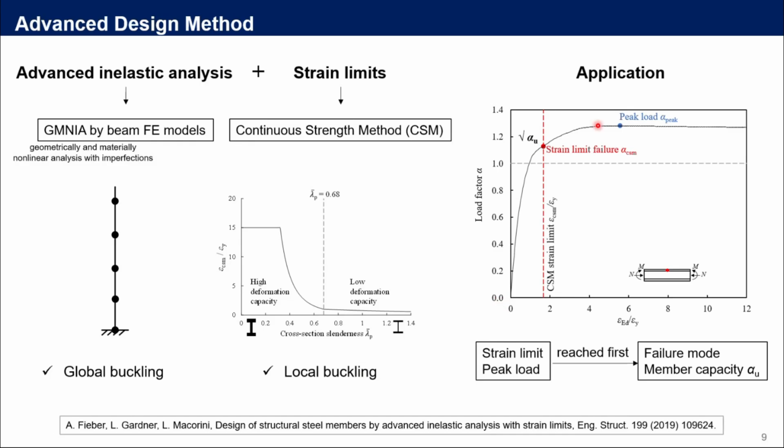So during the loading process of the beam finite element analysis, either the CSM strain limit, which is governed by local buckling behavior, or the peak load, which is more related to the global buckling effect, whichever is reached first will determine the failure mode and the design member resistance. This is the application of the advanced design method. So now let's look at the first issue addressed in our study, that is the imperfection.